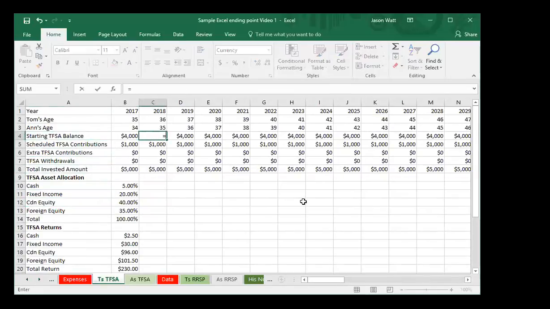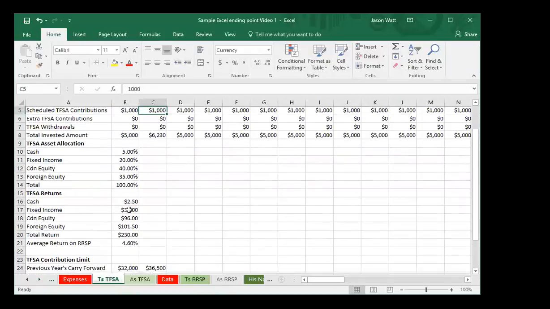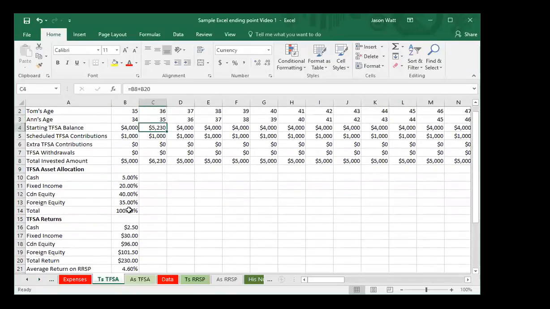We want our TFSA balance to be based on what we put in there. So we had in there last year, plus our investment returns, just like so. And then we want that formula to copy all the way across.